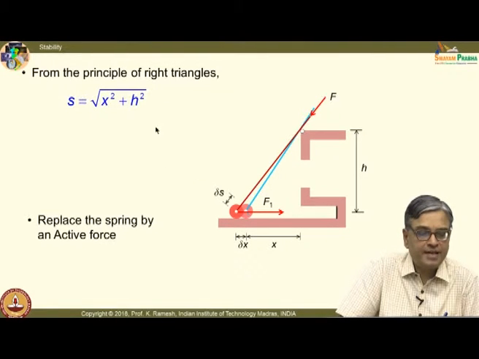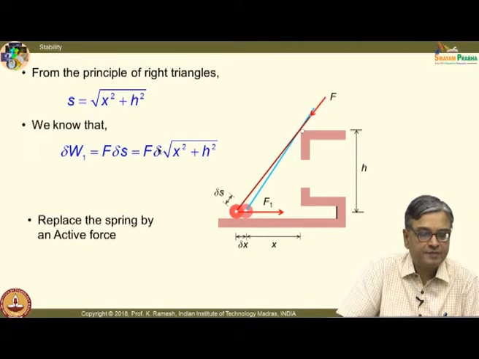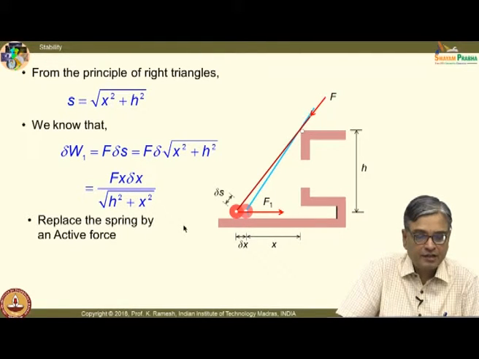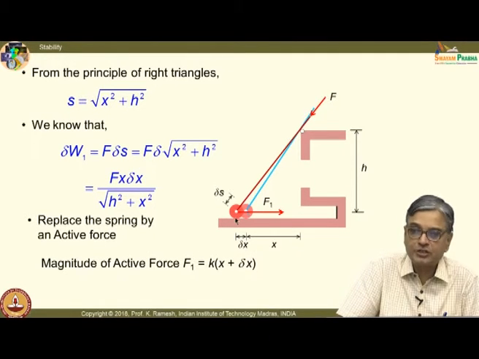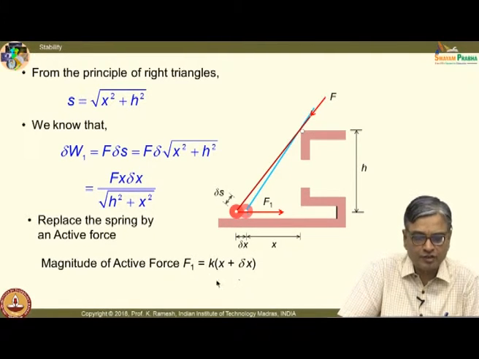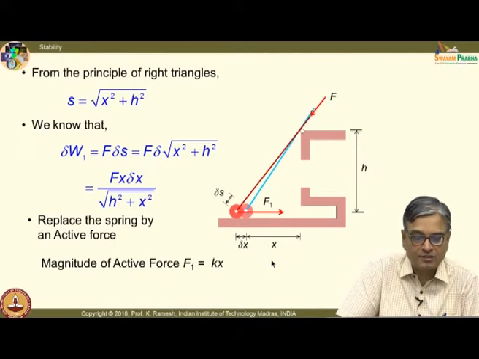We borrow the same information from the earlier slide. So, this is known, delta W1 is F into delta S. When I write for this, the force and the displacements are in opposite direction. Here again I raise the question, can I write it as F1 equal to k into x plus delta x? Just to caution you, we are not worried about the virtual force required to cause a virtual displacement delta x.